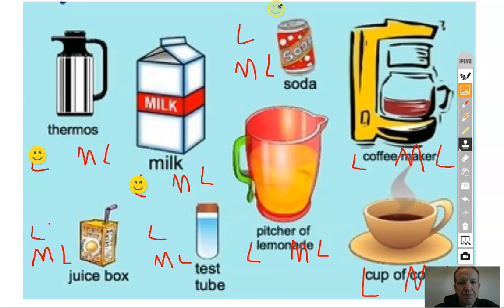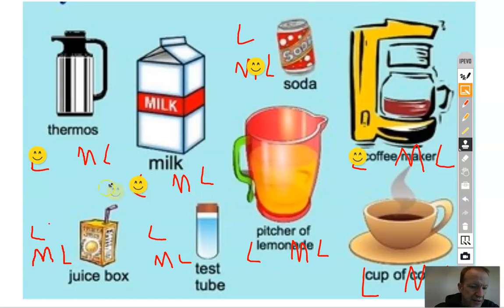Now we're going to go over to this pop can. I know it's called soda, but we also call this a pop can. Do you see that being measured as liters or milliliters? Great job if you said milliliters. Let's go over to the coffee maker. Now look at the size of the pot and the liquids that go inside the pot. Would that be considered milliliters or liters? Very good if you said liters.